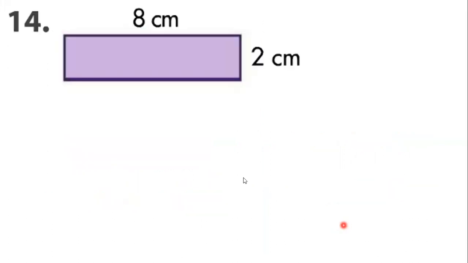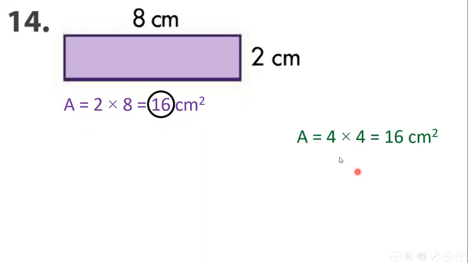Question 14. The area of this rectangle is 2 multiplies 8 equals 16 square centimeters. I have to draw another rectangle with the same area. 2 multiplies 8 equals 16, and 4 multiplies 4 also equals 16 square centimeters.